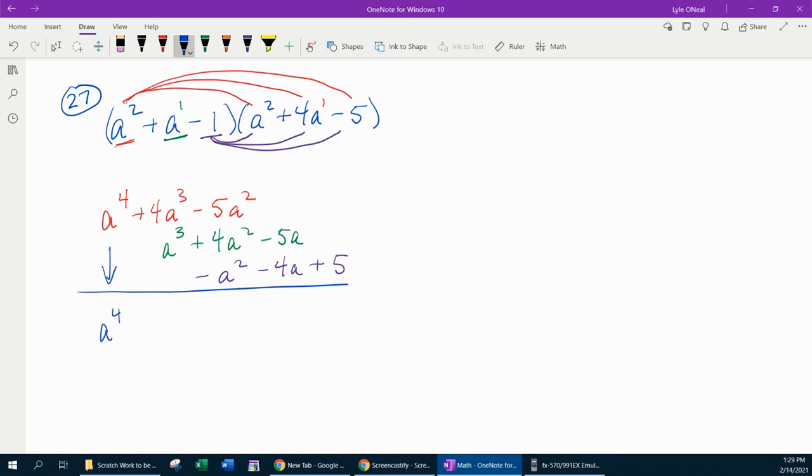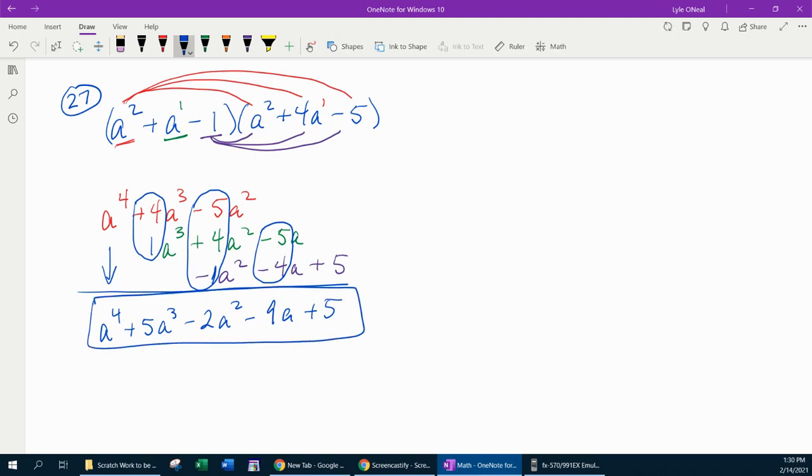A to the fourth comes down, and then for the a cubed, 4 plus 1, that is a positive 5a cubed. And then look at my a terms. Negative 5 plus 4 is negative 1. And a negative 1, that's negative 2a squared minus 9a plus 5. And that's done. And not only is it simplified completely, notice it's also in descending order, which is nice. That's using our good math etiquette.